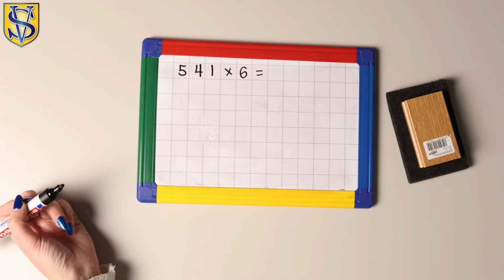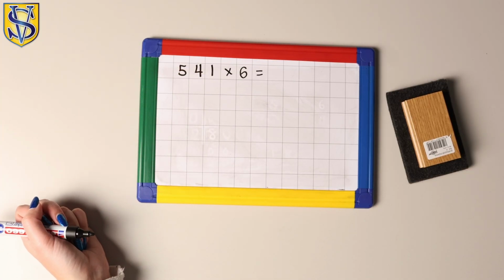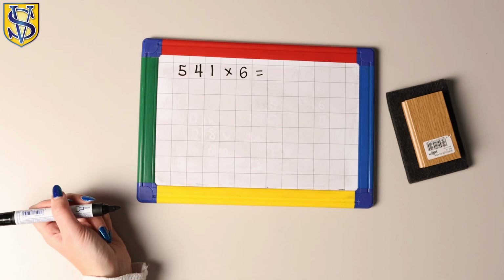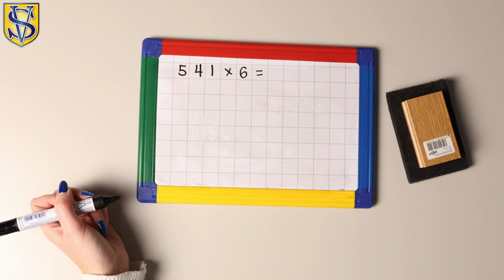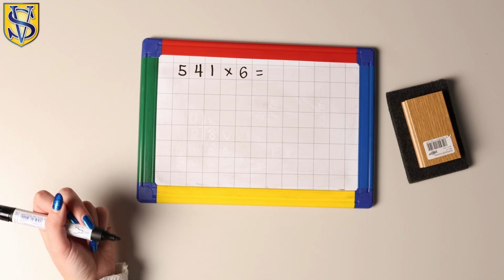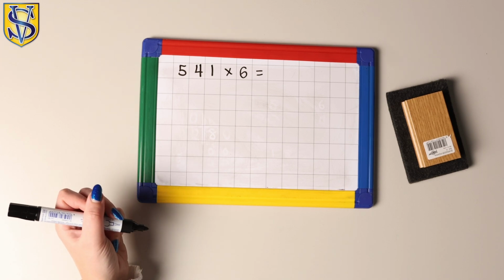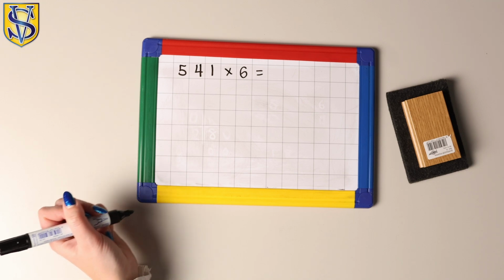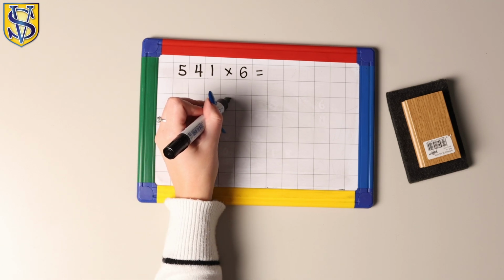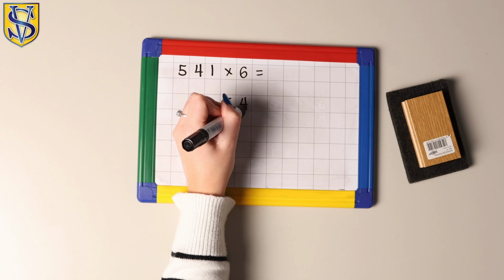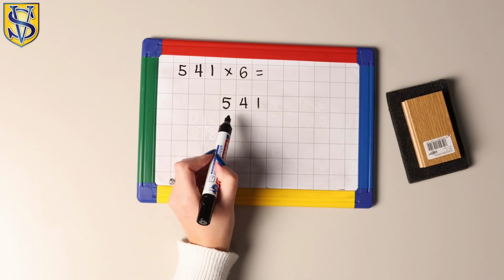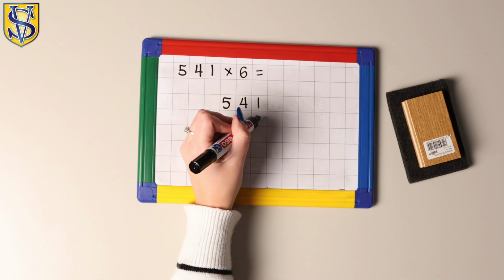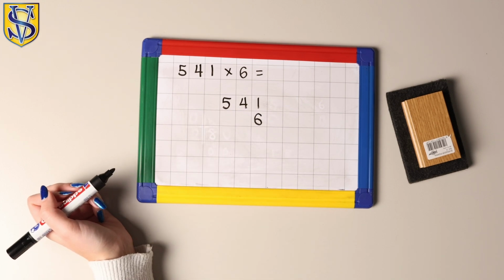For this video, we are going to be using short multiplication to find the answer to the question 541 multiplied by 6. So when completing this question, you're going to lay it out exactly like you would column addition or column subtraction. Starting with the larger number first, 541, and then I'm going to make sure it's lined up properly, so that's hundreds, tens and ones, and so the 6 goes under the ones.